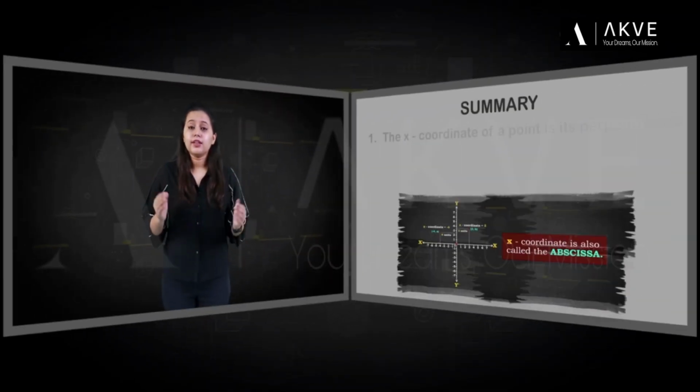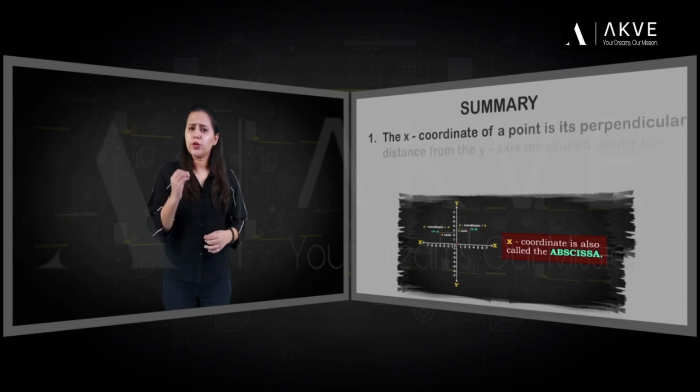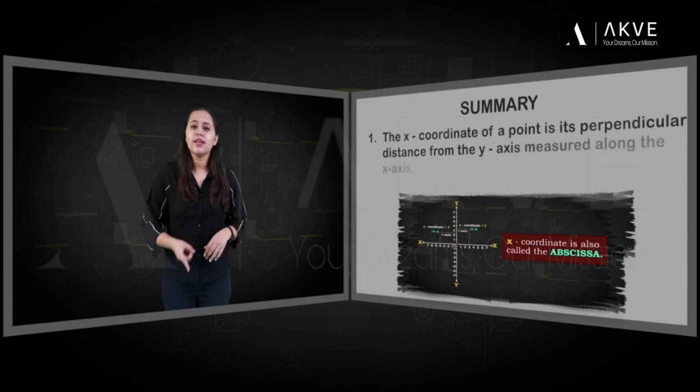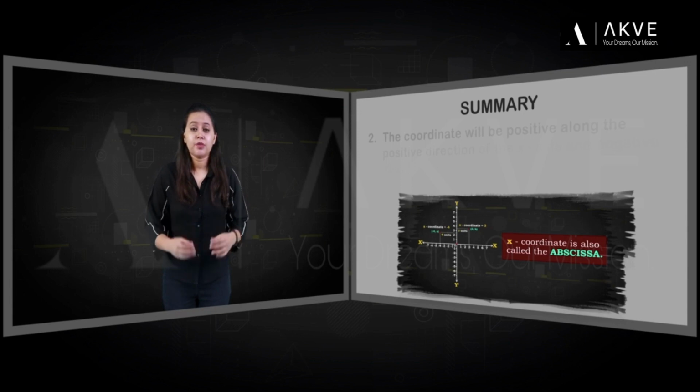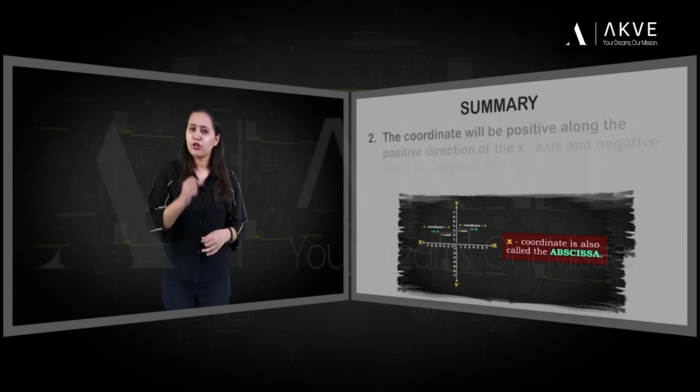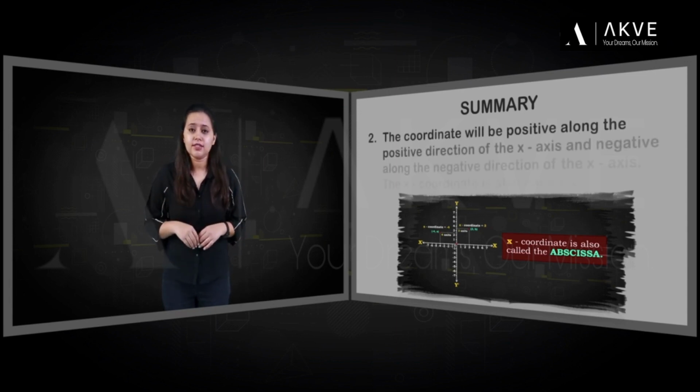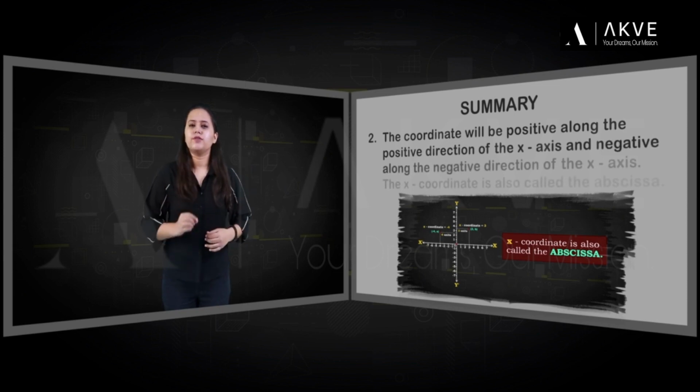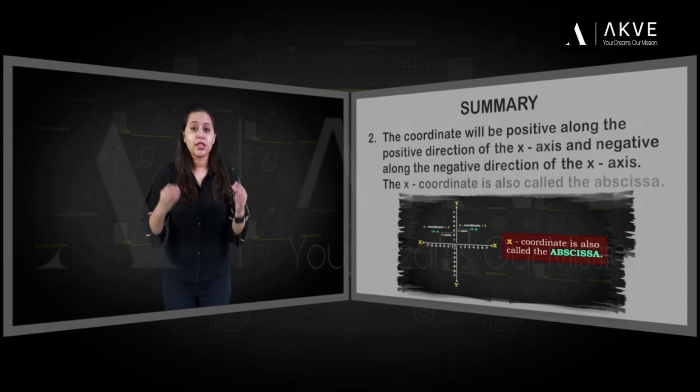Great. Now let's do a quick recap. The x-coordinate of a point is its perpendicular distance from the y-axis measured along the x-axis. The coordinate will be positive along the positive direction of the x-axis and negative along the negative direction of the x-axis. The x-coordinate is also called the abscissa.